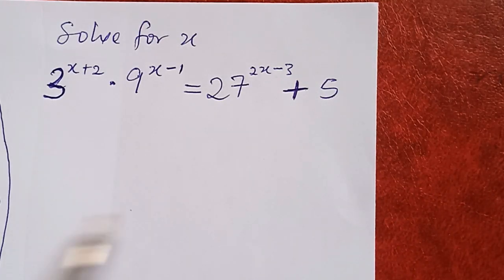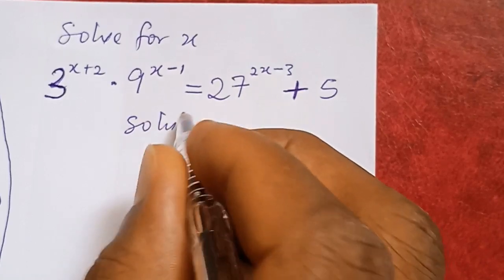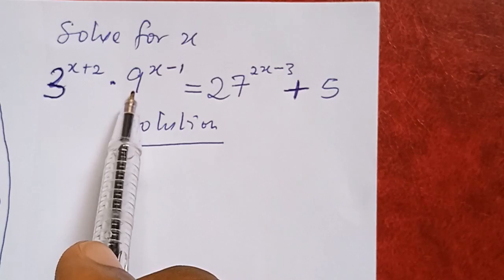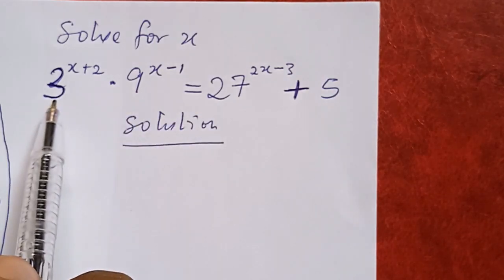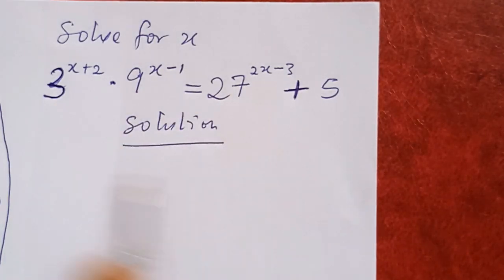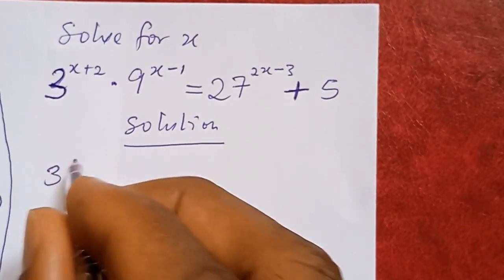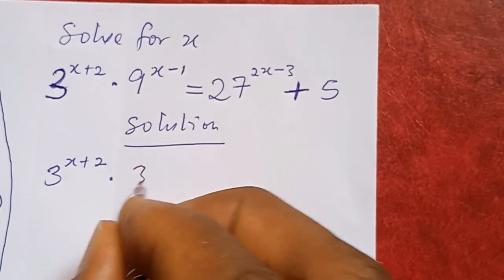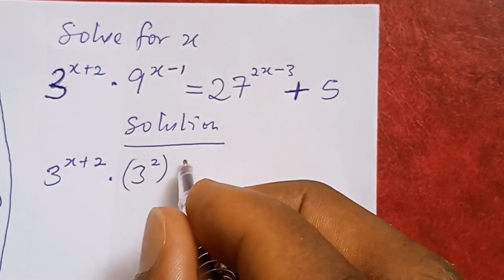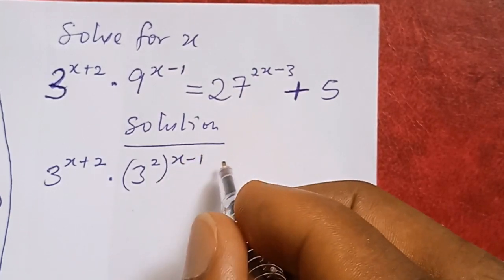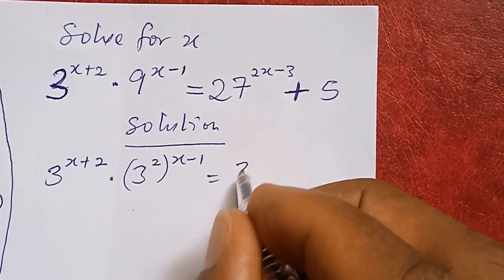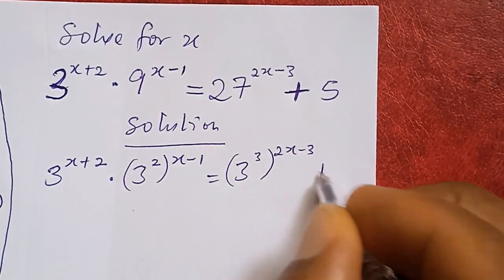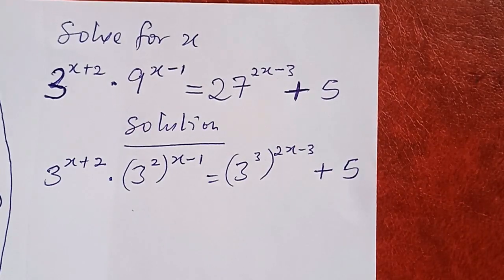So let's solve for x. Solution. So here we convert these bases to base 3. So we have 3 raised to power x plus 2 multiplied by 3 raised to power 2 into bracket x minus 1 equals 3 raised to power 3 into bracket 2x minus 3, plus the constant term 5.